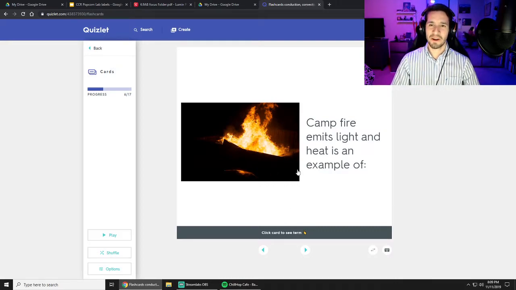That was my mistake, I clicked it. Campfire emits light and heat is an example of... Campfire emits light and heat. And this is an example of what?